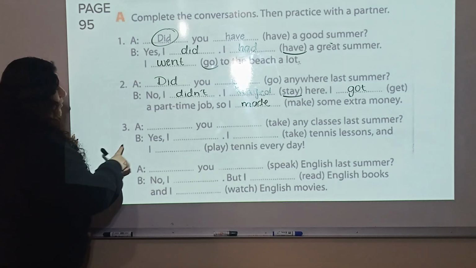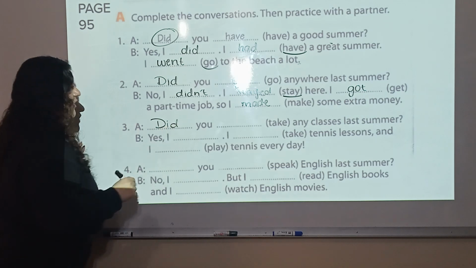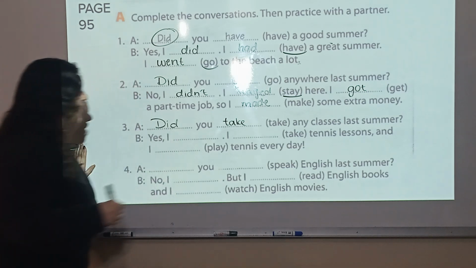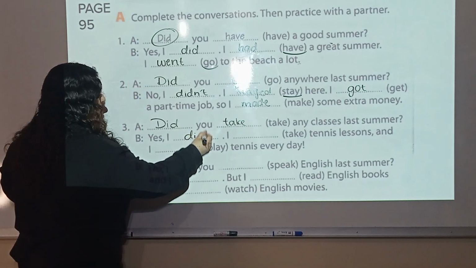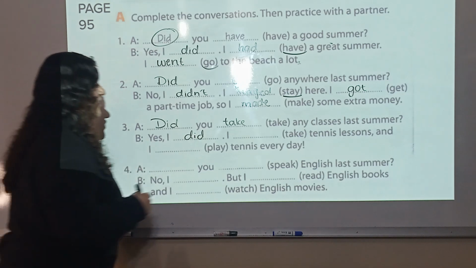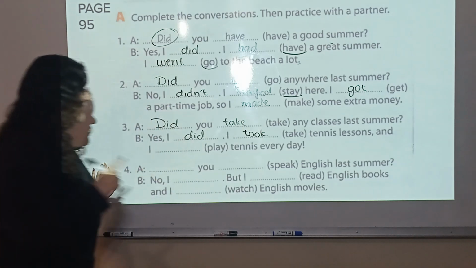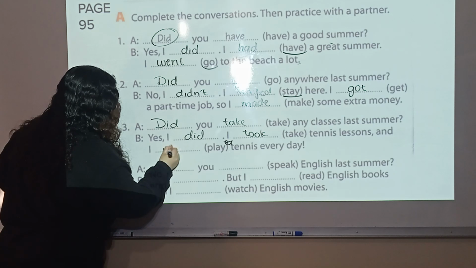On exercise number 3, something similar. We start with a question. So we start with did you, and again, our verb stays the same. Did you take any classes last summer? Yes, I did. And then the past of take, which is took. This is an irregular verb. Tennis lessons. And here we have a regular verb. So I played tennis every day.